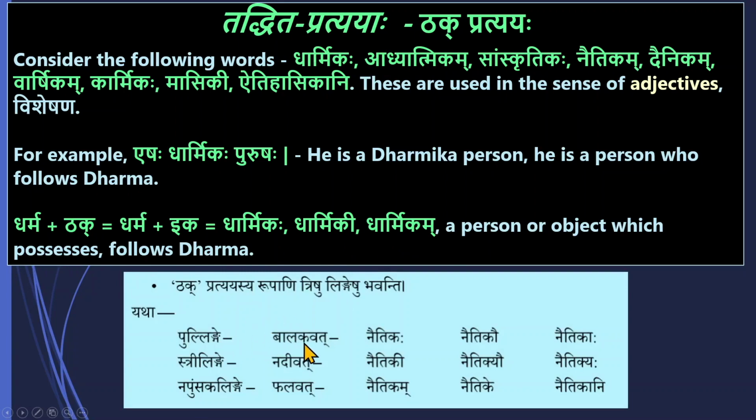Now, in pullinga, they will become like balaka, like Rama. Naitikaha, naitikau, naitikaha. Like that, the declension will happen, the vibhakti rupas will come. So, naitikaha means a person who possesses virtue. In strilinga, it is like nadi, which we saw already. Naitiki, naitikyau, naitikyaha. In napumsakalinga, it will be like phalam. Naitikam, naitike, naitikani. So, these are the forms of declension of these words which are in the thak pratyaya.